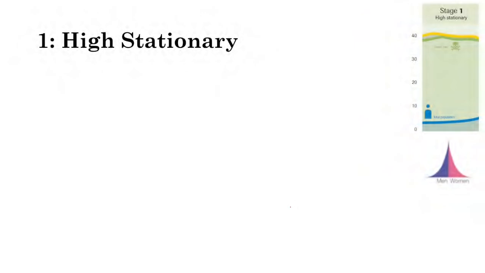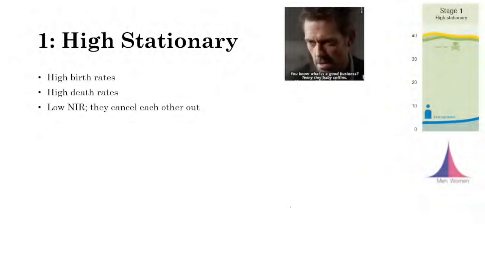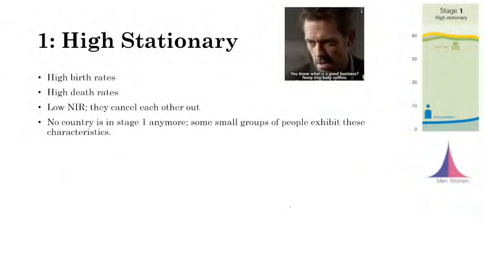So high stationary, just by looking at the chart, we see that population growth is low because we have very high death rates and very high birth rates. So we have high birth rates, high death rates, and a low natural increase rate because these are going to cancel each other out. When you have a lot of people born and a lot of people dying, you don't have a lot of growth, but you don't have a lot of decline either. No country is in stage 1 anymore. So they're not going to ask you what kind of country is in stage 1 on the AP exam. They're not going to ask you that because no country is in stage 1.